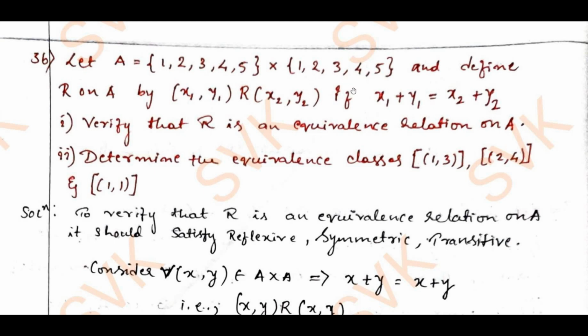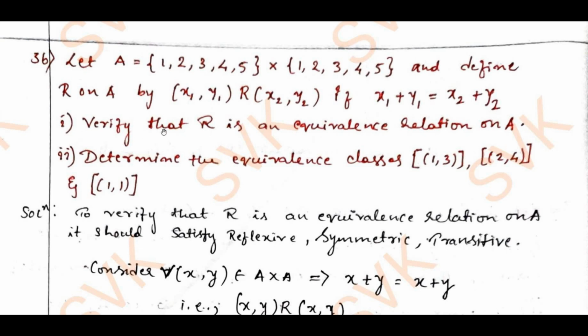if x1 plus y1 is equal to x2 plus y2. For the ordered pair (x1, y1), the left hand side will be the sum of those two values, which is equal to the right hand side, the sum of the values of (x2, y2), that is x2 plus y2.